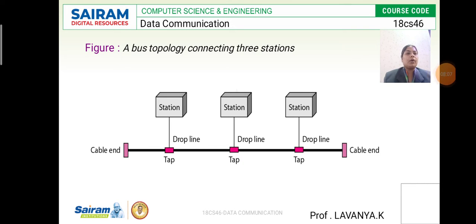Along with that, the tap works as a connector. Each station has its own connector, which also helps switch that particular data to the next system. Whenever the next system wants something from the first system, the connector helps send that particular data to the destination. So this is what the bus topology does.